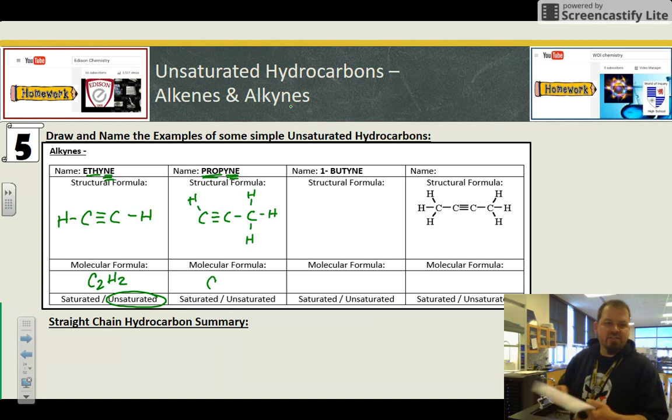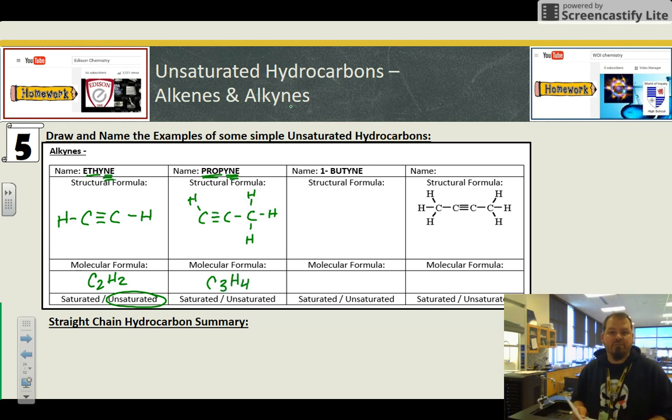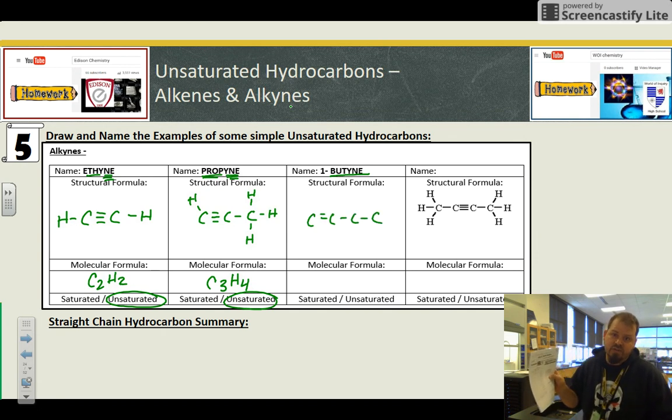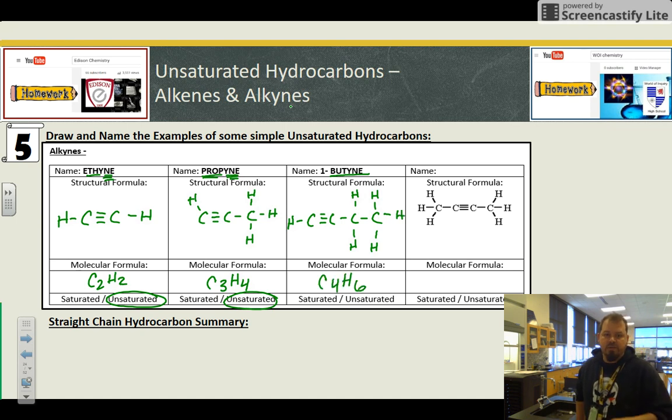So on eths and props, we don't need to put that number in front, but we will see with the butes that we do, because bute is 4. So now there are 2 places where this could go. And it says 1 butyne, so I put it on the first carbon and fill in my hydrogens. Yes, you need to fill in all of your hydrogens with dashes, just like Monaco's doing.